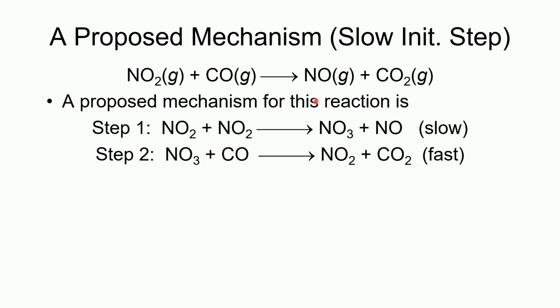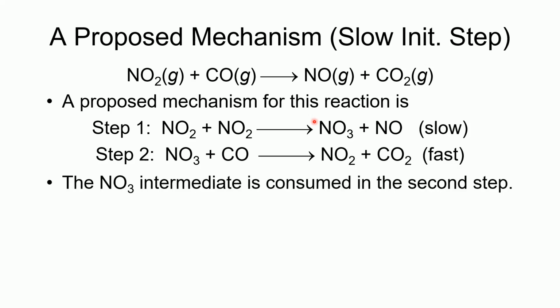It also meets the requirement because we did have an intermediate present. And you'll see that the intermediate is formed in one step and it's used up in a subsequent step. So this appears to meet our requirements for multi-step mechanisms. So the NO3 intermediate is consumed in the second step.